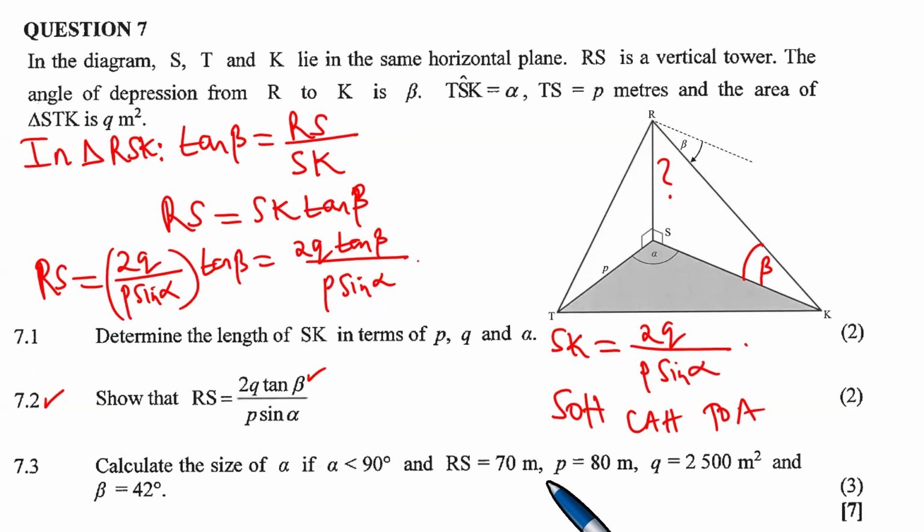So this is it. Any questions so far for the 2 marks? Right. So in the absence of a question, we move forward to 7.3.